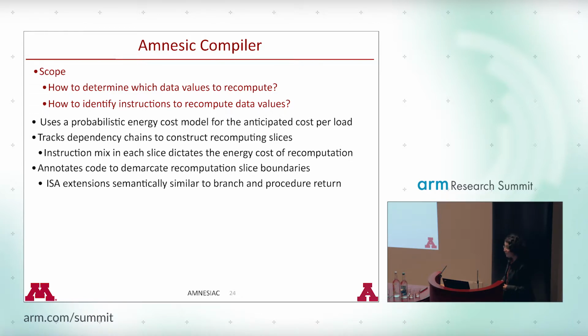By doing this, the compiler also addresses the question of how to identify instructions to recompute data values. So practically, it keeps adding instructions across a dependency track to the recomputing slice as long as the anticipated cost remains significantly lower than the budget set by the cost of the respective load instruction. On top of that, the Amnesic compiler annotates code to demarcate recomputation boundaries. To this end, it uses ISA extensions, semantically similar to procedure call and return instructions at the entry and exit, respectively.